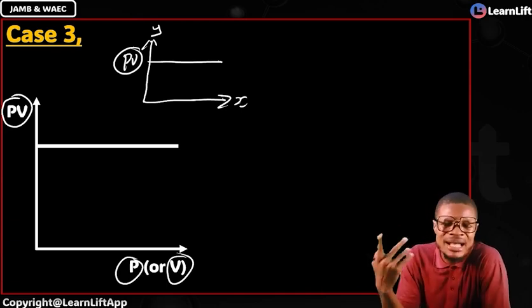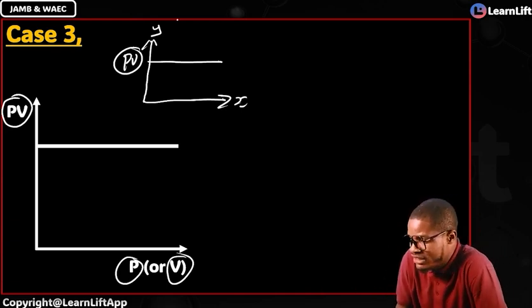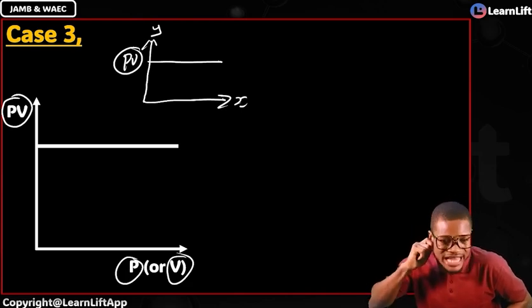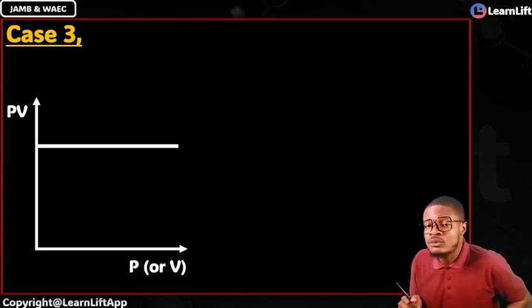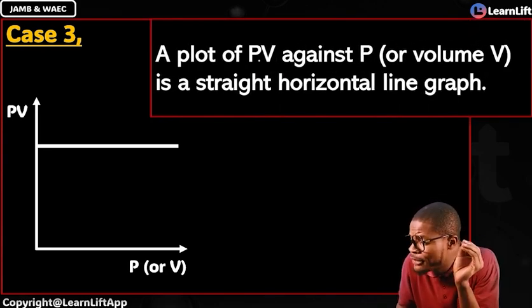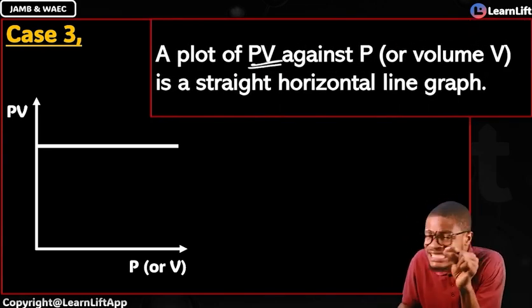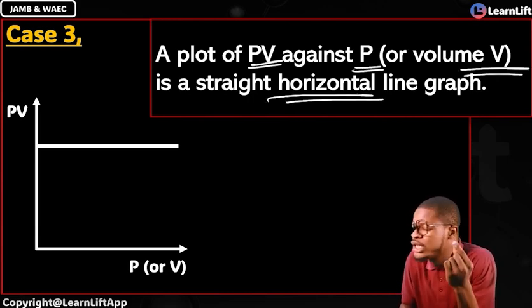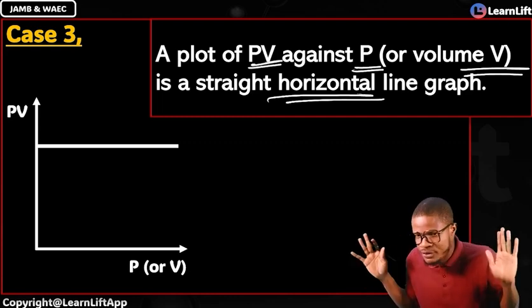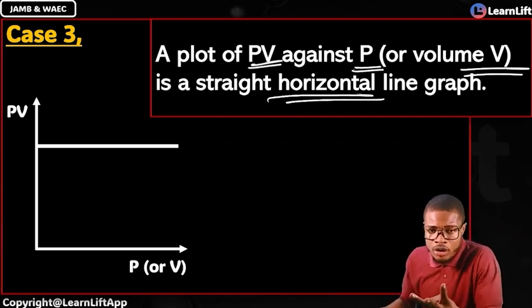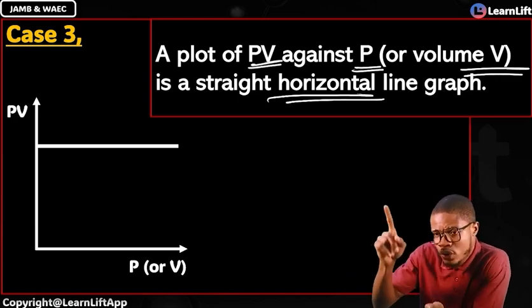And you don't really need anybody to tell you what the gradient of this type of graph will be, which is 0 at the end of the day, right? So what should I know here very fast? Follow me, let me show you. What you should hold tight here very quickly is that a plot of PV, pressure times volume, against pressure alone or volume alone is a straight horizontal line graph, period. So how many graphs have I given you? 3 altogether: case 1, case 2, case 3.